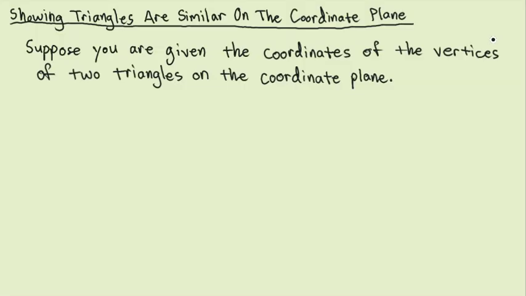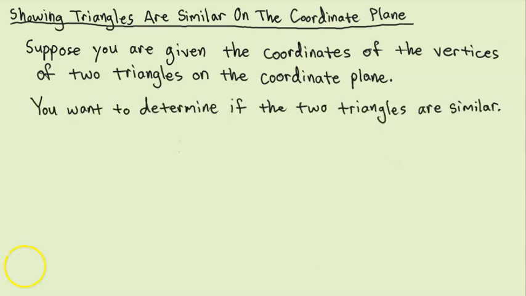So you're basically given 6 points. 3 of those points belong to one triangle, and 3 of those points belong to another triangle. And so you want to determine if the two triangles are similar. Okay, so here's the procedure.